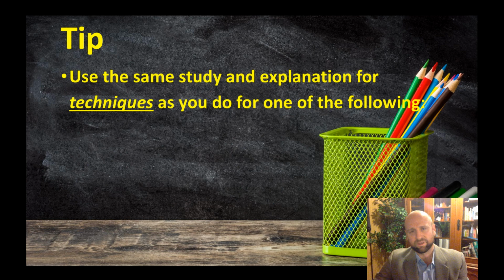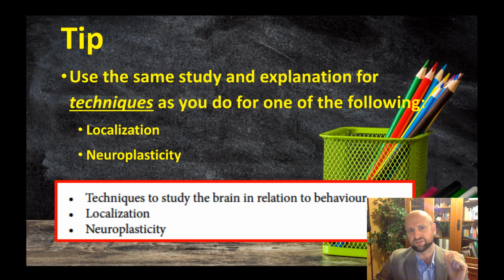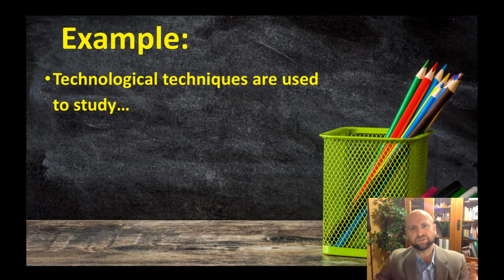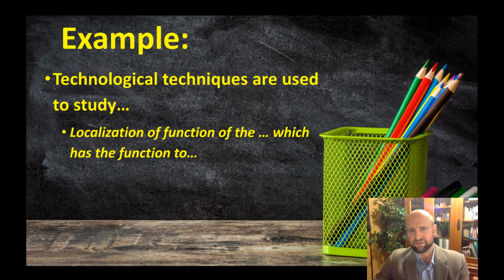So, my tip, use the same study and the same explanation for the techniques as you would for either localization or neuroplasticity. Okay, so we're going to double up here, and that's really going to add a lot of depth to your explanation of the technique. All right, so we're looking at the overlaps between these 3 particular topics. Let me give you an example. You could say, technological techniques are used to study localization of function in the, and you'd say the part of the brain which has the function too, and then that way you're going to go in depth here.